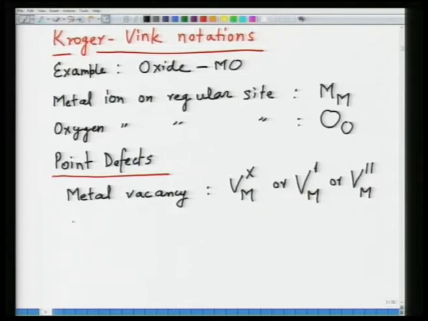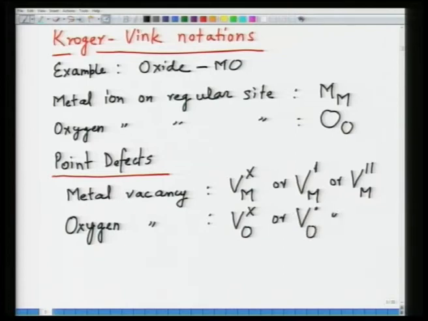and these are the states when the vacancy is not completely ionized. Similarly, an oxygen vacancy is written as VO. A neutral oxygen vacancy will be VO^x, a singly charged oxygen vacancy will be VO dot, and a completely charged oxygen vacancy would be VO double dot. So, double dot will represent 2 positive charges, double dash will mean 2 negative charges.